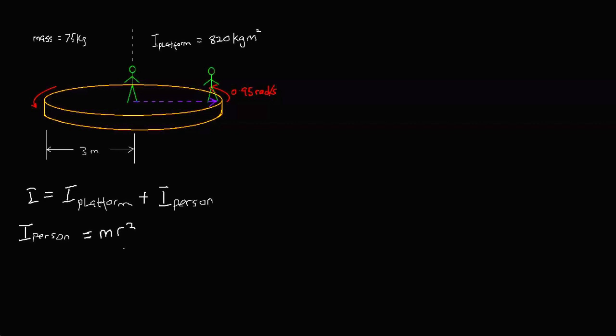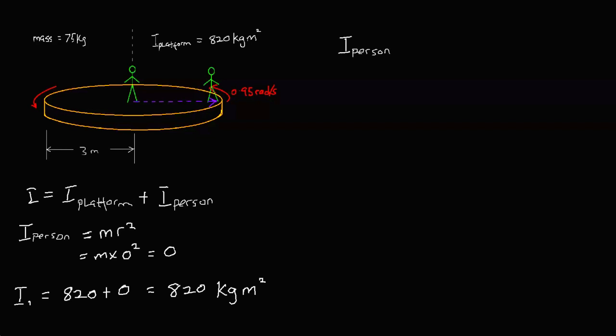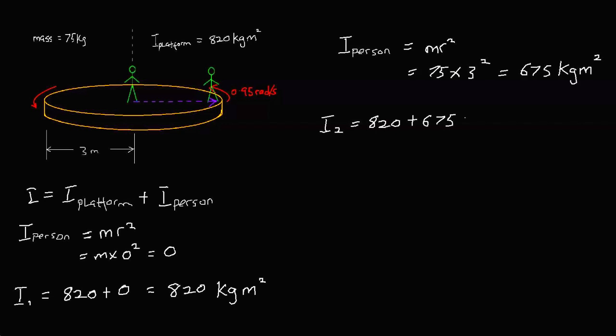When this person is right at the center, their distance from the center would be 0, and so their moment of inertia would in turn be equal to 0. And so we can write I1 as 820 plus 0, which equals 820 kg m squared. When at the edge, their moment of inertia would be equal to 75 times 3 squared, which equals 675 kg m squared. And so we can write I2 as 820 plus 675, which equals 1495 kg m squared. We know omega 1 to be 0.95 radians per second.